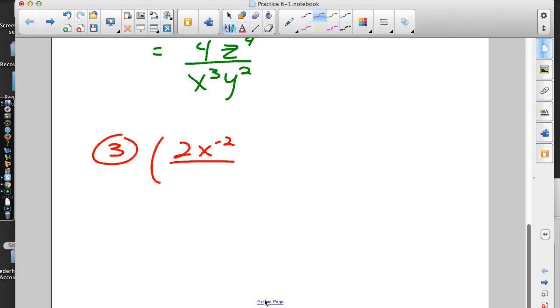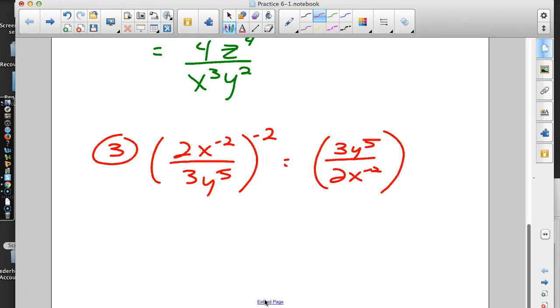The third one had the negative stuff going on. 2x to the negative 2 over 3y to the 5th, all raised to the negative 2nd power. I had mentioned to you, I don't like negatives all over the place. We could distribute this negative 2 power, but then everything would have negative powers. So instead, I take the reciprocal to get rid of that. So we're going to have 3y to the 5th over 2x to the negative 2nd, but now this is a positive 2 power instead, because the flipping makes it a reciprocal, and it makes it an easier problem.